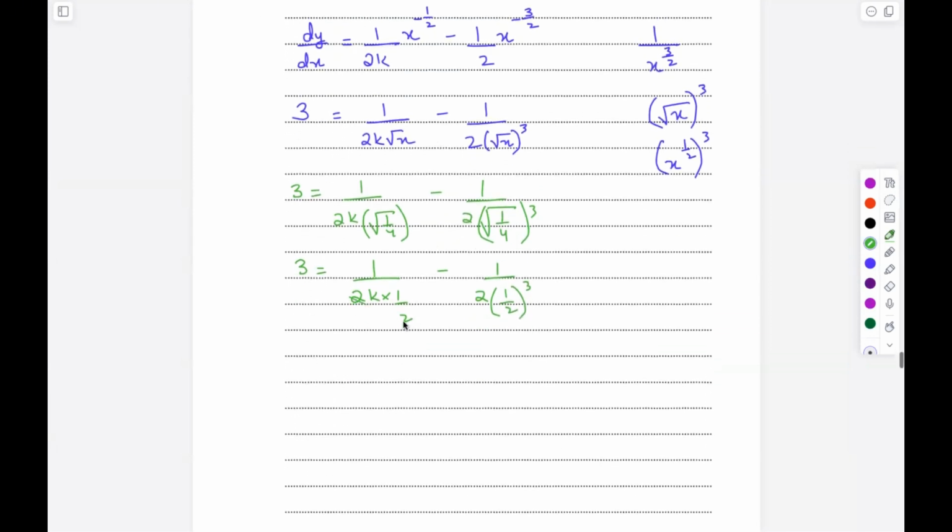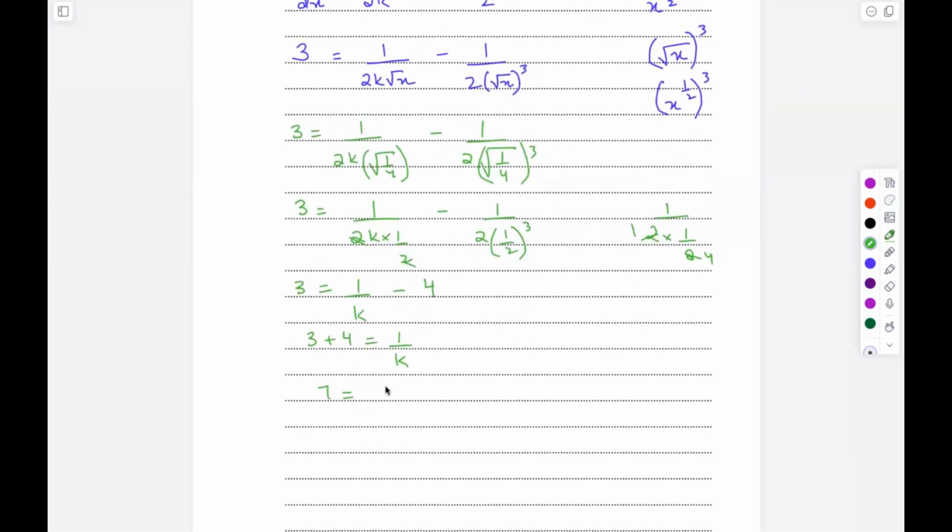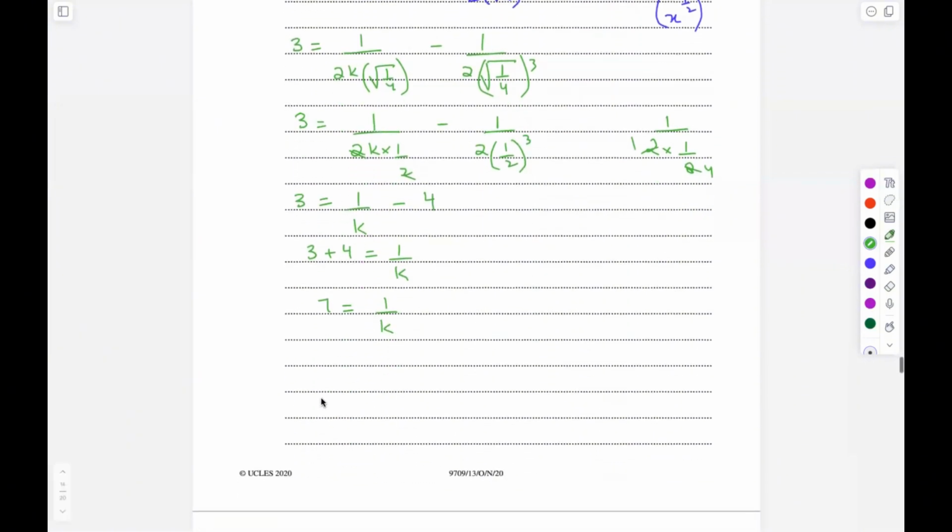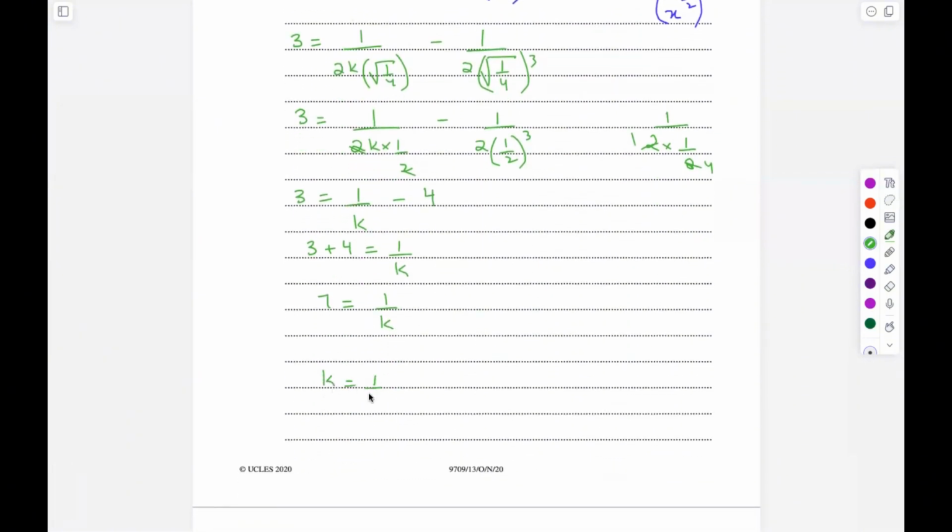Now simplifying this, 2 and 2 will cancel. So 3 is equal to 1 upon k minus, and we can write separately, 2 into 1 upon 8. So this will become 1 divided by 1 upon 4, and we bring the 4 into the numerator and write it as 3 is equal to 1 upon k minus 4. Taking the 4 to the left hand side, we get 3 plus 4 is equal to 1 upon k. So 7 is equal to 1 upon k. The final value of k is 1 upon 7.